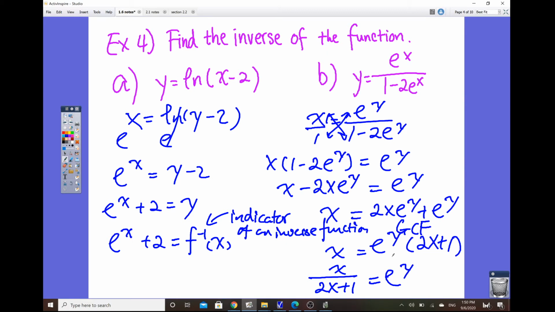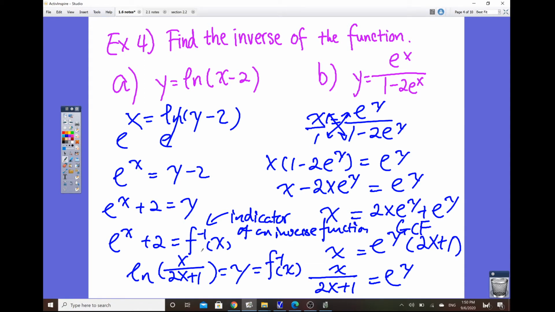Again, y, that's what we need to isolate, but there's a base e here. So how do we get rid of that base e here? So basically, we just take the natural log both sides. So eventually, it's natural log of x over 2x plus 1. And then, that equals y. And also for y, I can put that as the inverse of f of x. Okay?